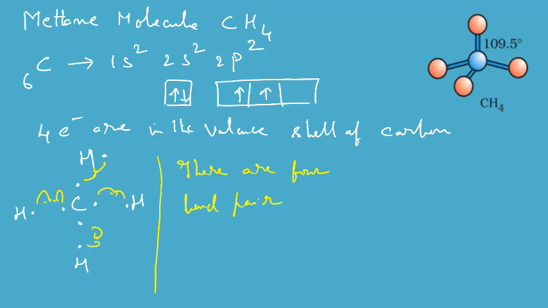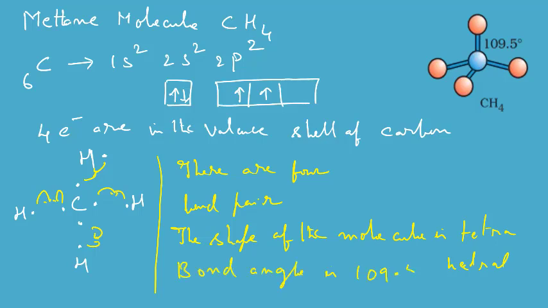These 4 bond pairs orient themselves in space so that the repulsive forces become least. In such a case, the shape of the molecule is tetrahedral, and the bond angle is 109.5 degrees. As 4 bond pairs are there around the central carbon atom, the shape of the molecule is tetrahedral and the bond angle is 109.5 degrees.